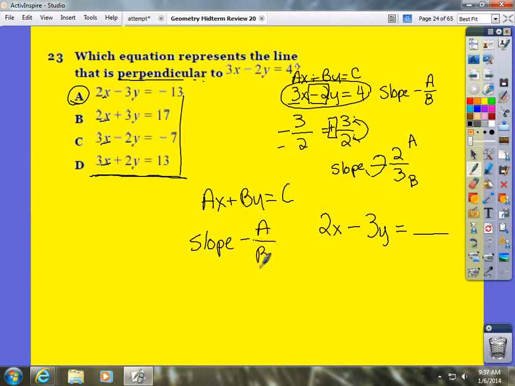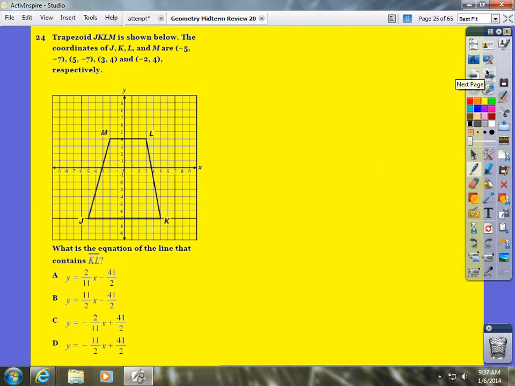I think we have one more. Nope, this is different. It wants to know the equation of the line that contains KL. So this line here. The best way to find that is to look for the slope first. Slope is rise over run. From K to L, my rise is going to be, I'm going to go 1, 2, 3, 4, 5, 6, 7, 8, 9, 10, 11. My rise is 11.